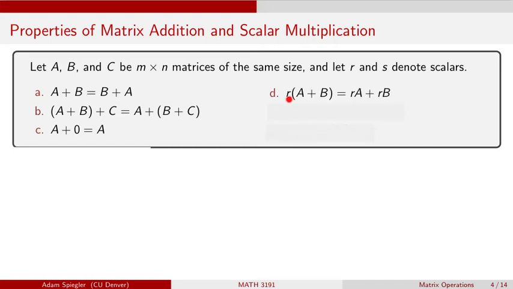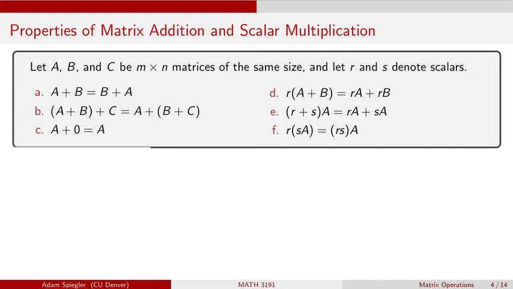Now we can talk about what happens when we combine operations, addition and multiplication by a scalar. So this is a distributive rule which says if I take scalar r times the sum A plus B, this is equal to r times A plus r times B. And this property follows from the distributive property of numbers. And here is a similar looking distributive property, and that is if I have r plus s times A, that's the same thing as r times matrix A plus s times matrix A.